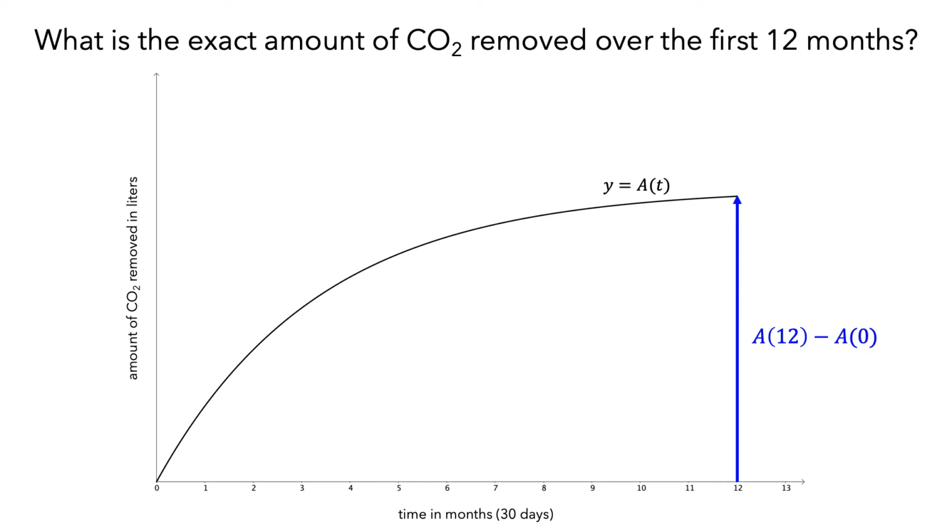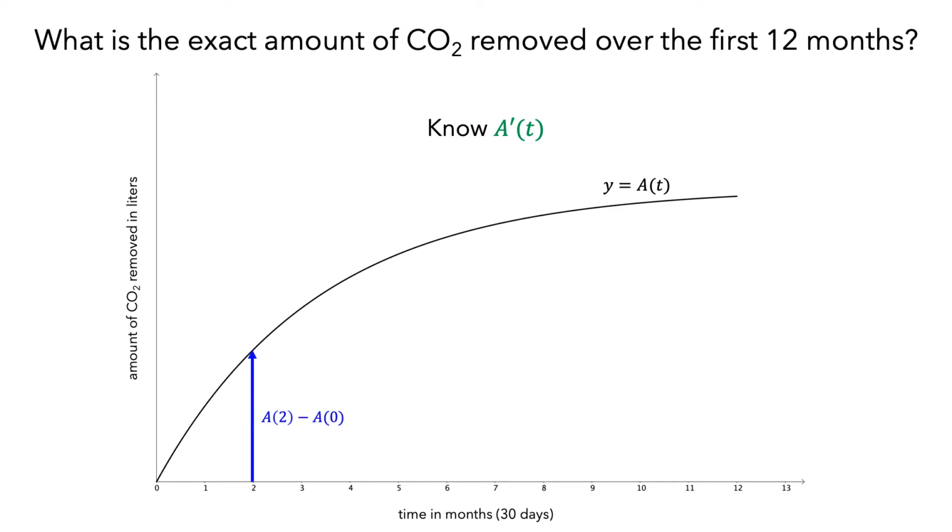We don't yet know what A of 12 is equal to, but we do know how efficient the filter is, so we know how the rate at which CO2 is removed changes over time. That is, we have information about the derivative of A of t with respect to t. We can approximate how much carbon dioxide the scrubber removes over the first 12 months by looking at the amount of CO2 removed over the first 2-month interval, and then the amount removed over the second 2-month interval, and the amount over the third interval, and so on. And then adding them together.